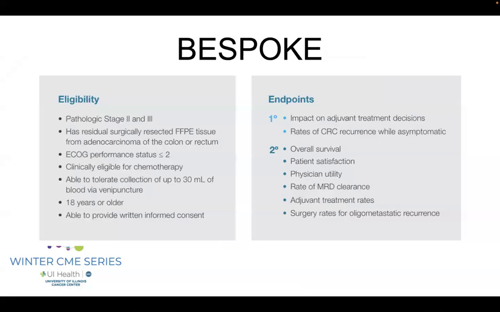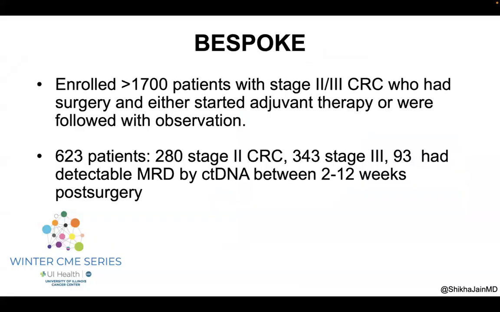The endpoints the BESPOKE trial looked at were the impact on adjuvant treatment decisions and the rates of colorectal cancer recurrence while asymptomatic. The secondary endpoints were overall survival, patient satisfaction, physician utility, the rate of minimal residual disease clearance, and adjuvant treatment rates, as well as surgery rates for oligometastatic recurrence.